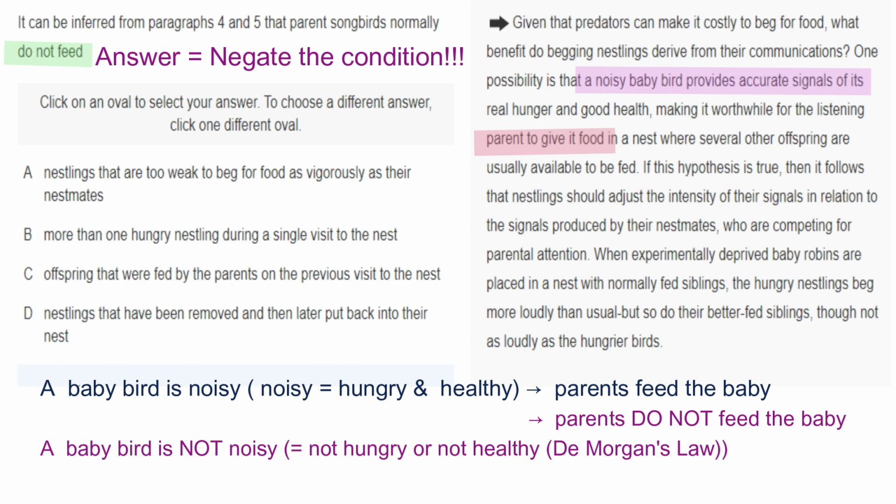A. Nestlings that are too weak to beg for food as vigorously as their nestmates. A is consistent with our finding, so A is the answer. B, C, and D sound plausible commonsensically, but there is no evidence for them, and there must be evidence for the claim, so A is the correct answer.